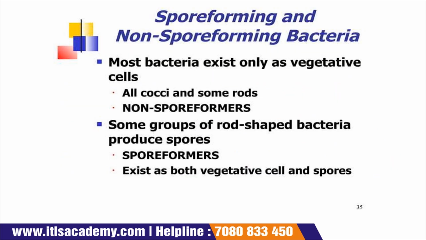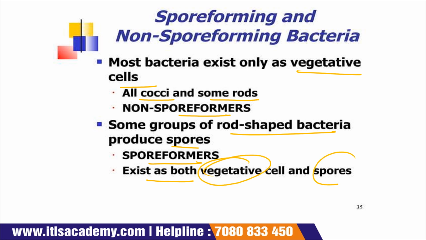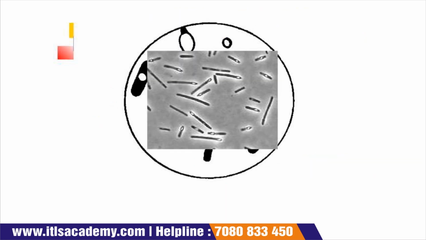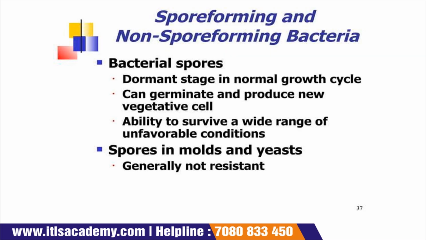Now, spore forming bacteria and non-spore forming bacteria. Most bacteria exist only as vegetative cells. All cocci and some rod shapes are non-spore formers. Some groups of rod-shaped bacteria produce spores, and they are called spore formers. They exist in both forms, either as vegetative cells or as spores. This is the diagram of this.